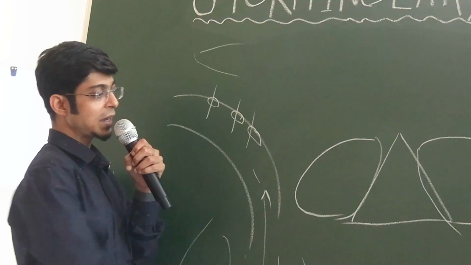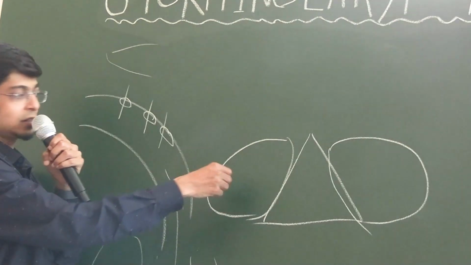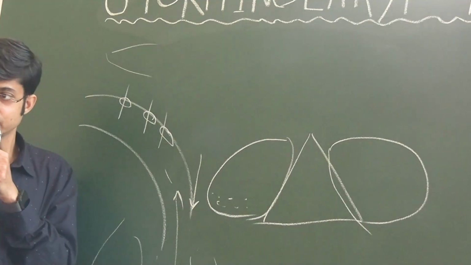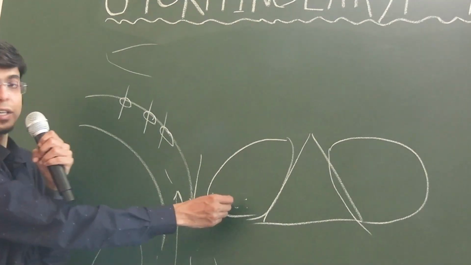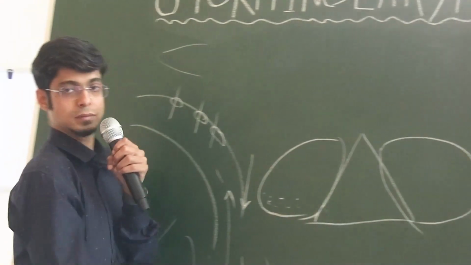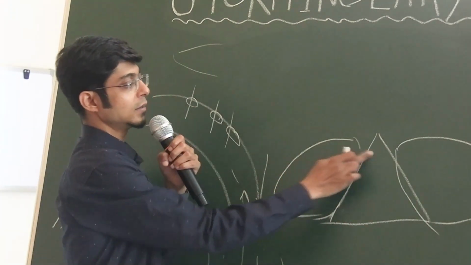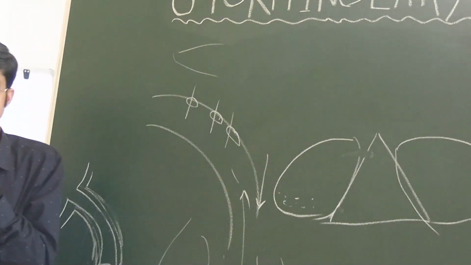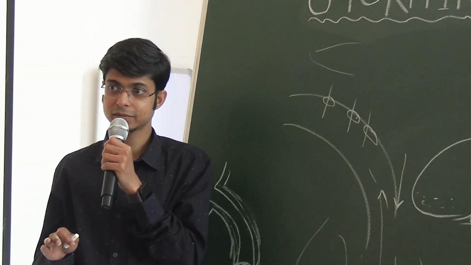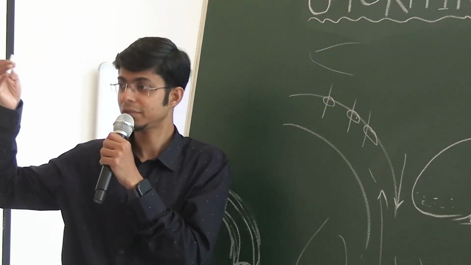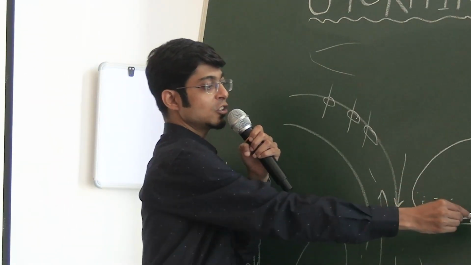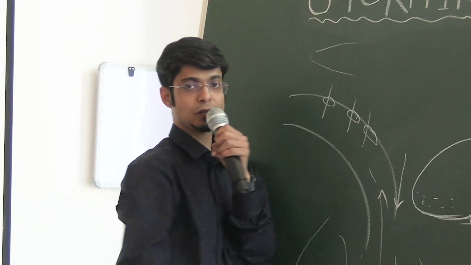The maxillary antrum: ideally, gravity will cause all the secretions to come here and collect. If you have any secretions in the nasal cavity, they will come here and collect. But the opening is not here. The opening is here. The opening is not at the floor. The opening is higher. The floor of the maxillary sinus cavity is much lower than the level of the ostium.